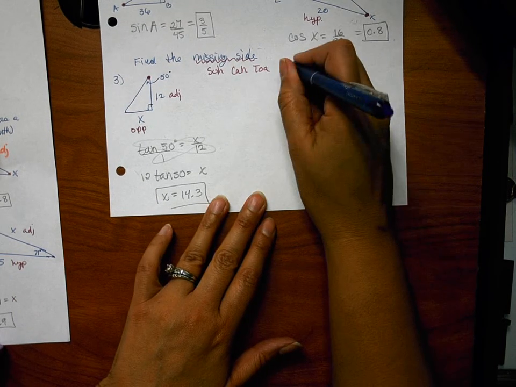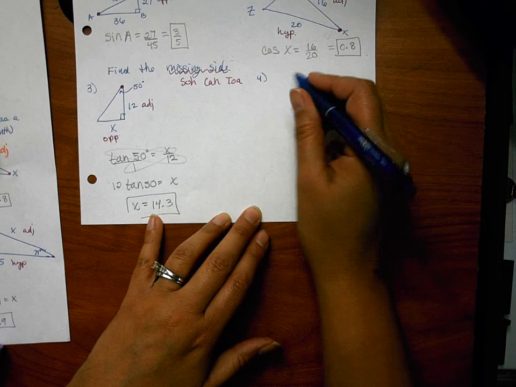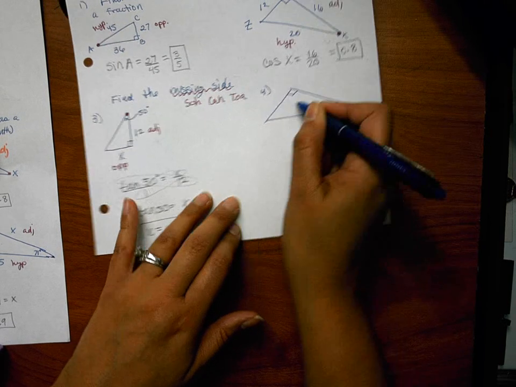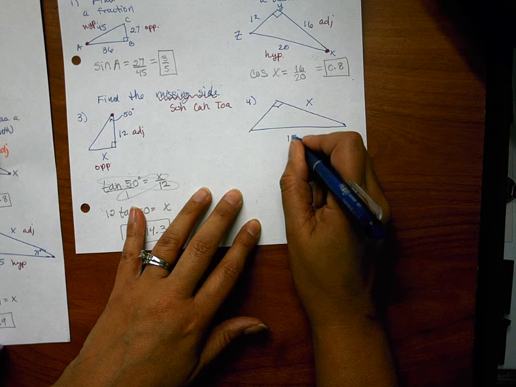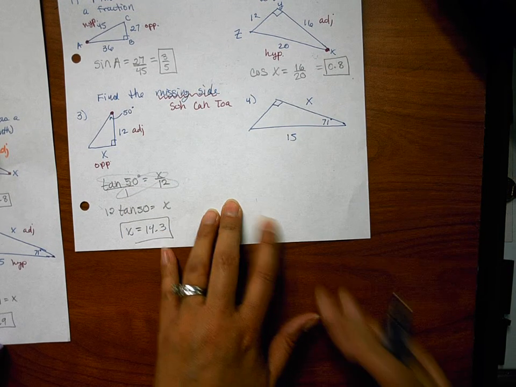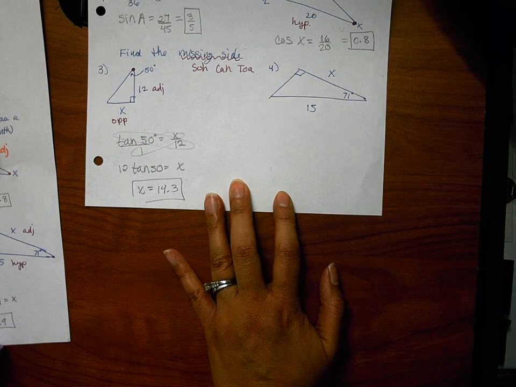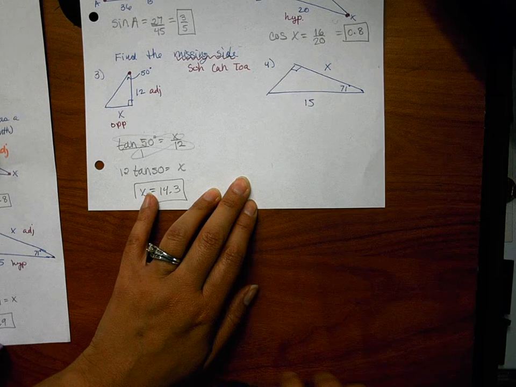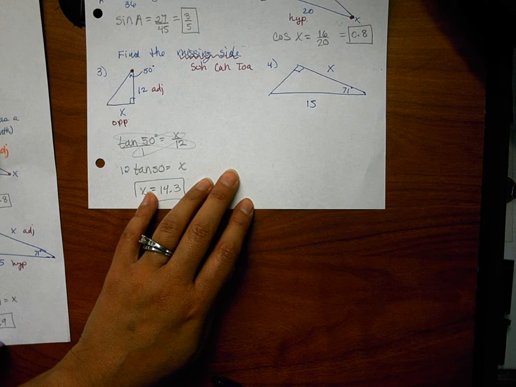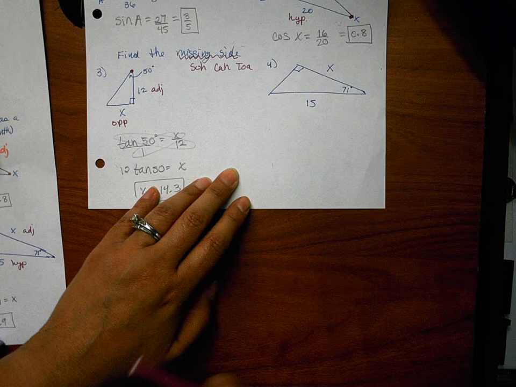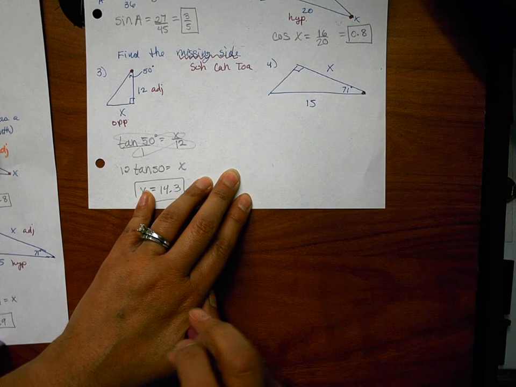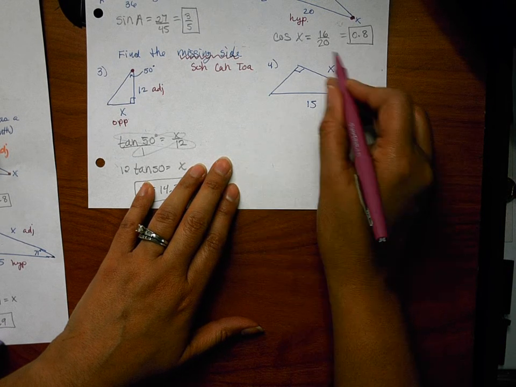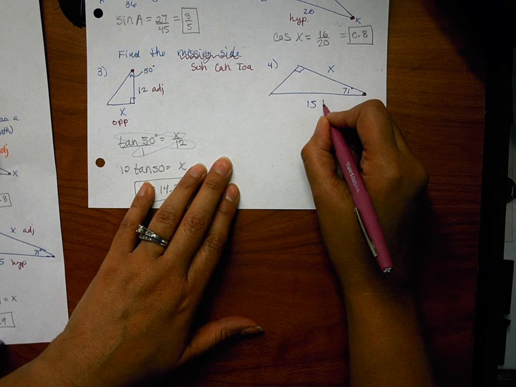Let's try another one. Number 4. Okay, this is my x, this is 15, and this angle in there is 71 degrees. With these type of problems, they're always going to give you an angle, one side, and then the side you're looking for. So when you do this one, remember you put a mark on the angle. 71 is the angle that's given, that's the one I'm working with. And in reference to this, what are these two sides here? 15 is the hypotenuse. I'm going to label that one right off.